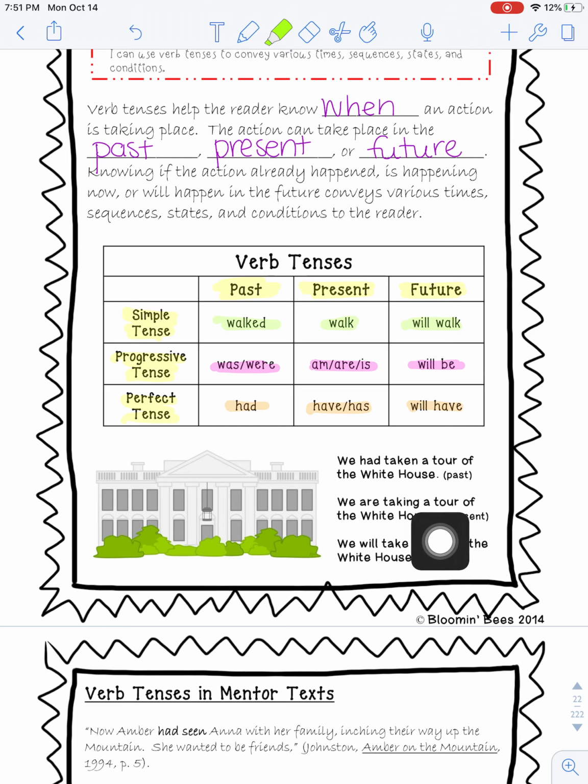Very good. We are taking a tour of the White House. That's present, okay? The word you notice here is are, okay? And the verb is taking. So are taking, okay? Progressive. We will take a tour of the White House. Okay, this is future. We will. So it's just simple. We will take a tour, okay? It's not we will have taken a tour. We will be taking a tour. We will take a tour. So that's why it's just simple. So it goes from perfect to progressive to simple in these three examples, okay?